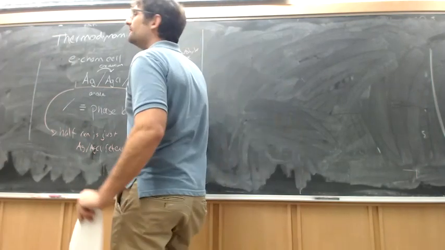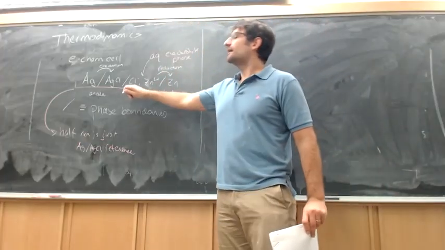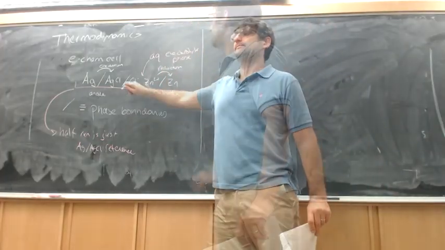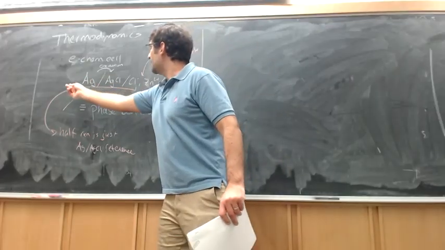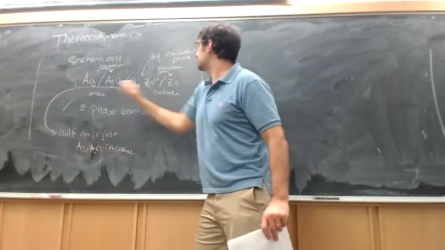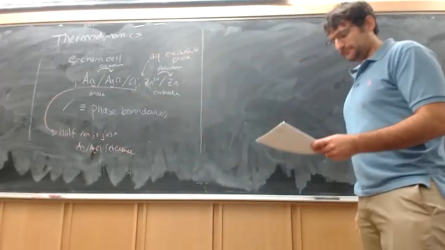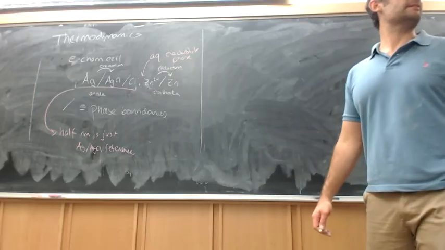So what is the balanced chemical equation that corresponds to this reaction? What is the chemical reaction that corresponds to this cell if the forward direction is read left to right? This is the anode, this is the cathode. What's the reaction? Can anybody guess? Make a hypothesis? Doesn't have to be right. Just give me your best guess.